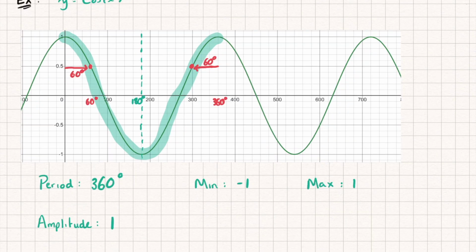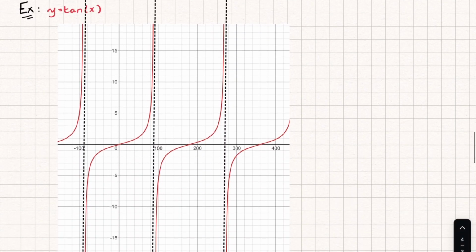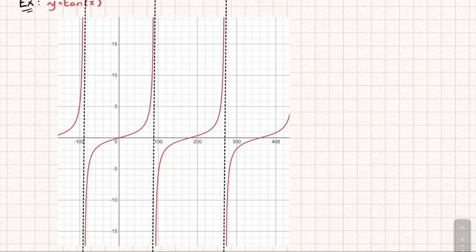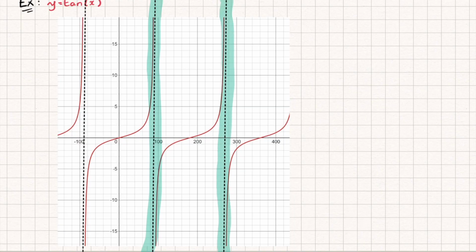Let's now look at our final graph, which is y equals tan of x. And you can see it actually looks quite different from the other two trig graphs we've looked at. Now you can see it's got these dashed lines at these points here when x equals 90, when x equals 270, and another one here when x equals negative 90. Now these are called asymptotes, okay? And so at these points, the graph or the function is getting infinitely close to a point, but it's never reaching it. And if you're interested to see why that is, you can go back to the previous video and see where this graph comes from.